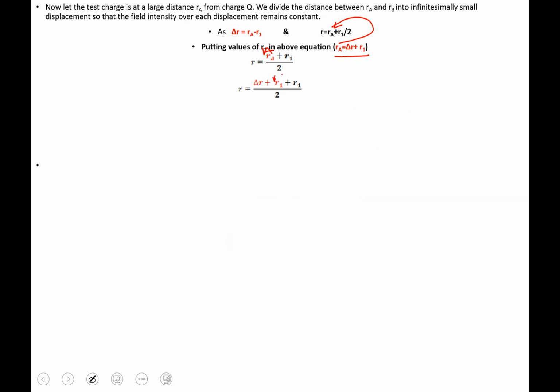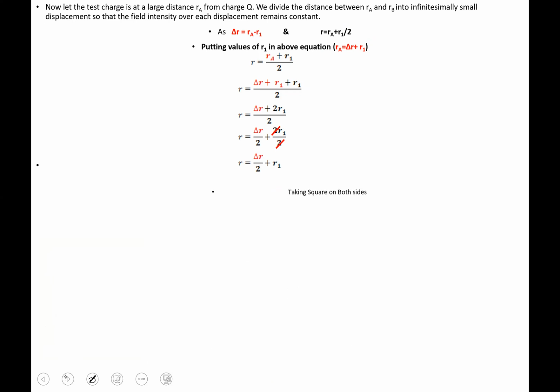So these two R1 will basically add up with each other. What do we get? R is equal to delta R plus 2R1 divided by 2. Because the denominator is the same, we can separate it. Now we can write it as R is equal to delta R divided by 2 plus 2R1 divided by 2. So these two will cancel out with each other. What are we left with? We are left with R is equal to delta R divided by 2 plus R1.